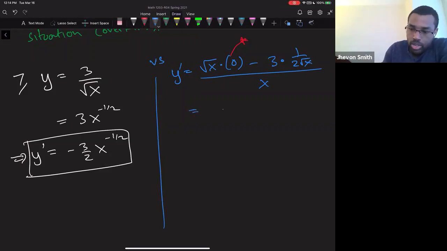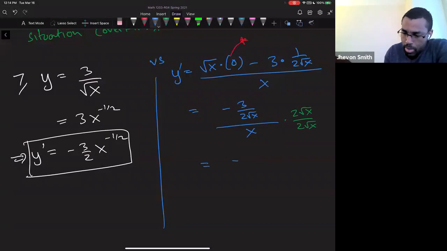So now you're going to have to worry about, all right, so this becomes that. Okay, how do I simplify that? I don't know. I guess I can multiply by 2 rad x over 2 rad x. So that would be minus 3 on top of 2x rad x.